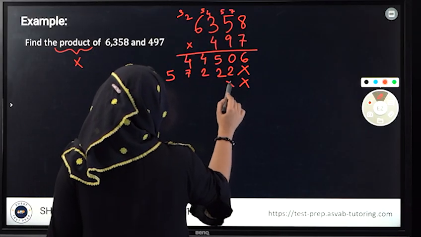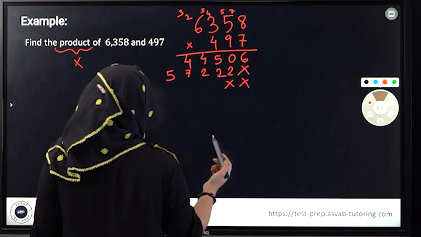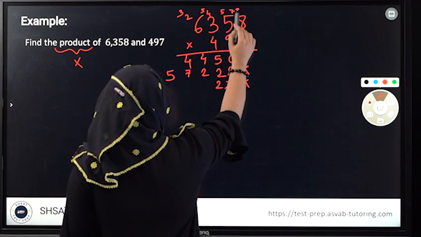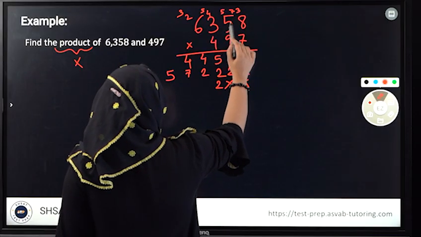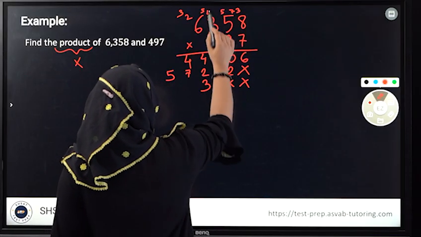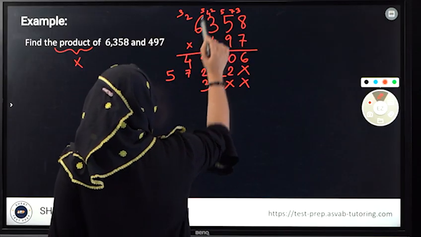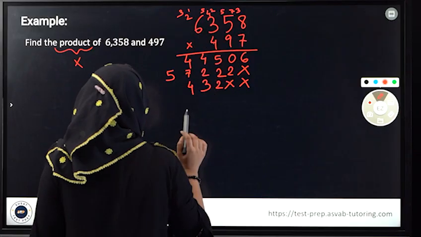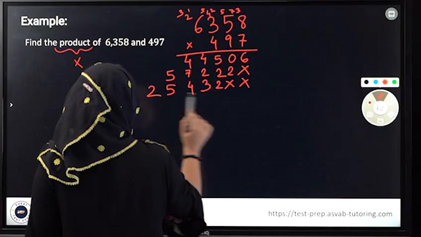We're going to put two crosses this time, multiply everything by 4. So 8 times 4 is 32, carry the 3. 4 times 5 is 20 plus 3 is 23. Carry the 2. 4 times 3 is 12. 12 plus 2 is 14. Carry the 1. 4 times 6 is 24 plus 1 is 25.